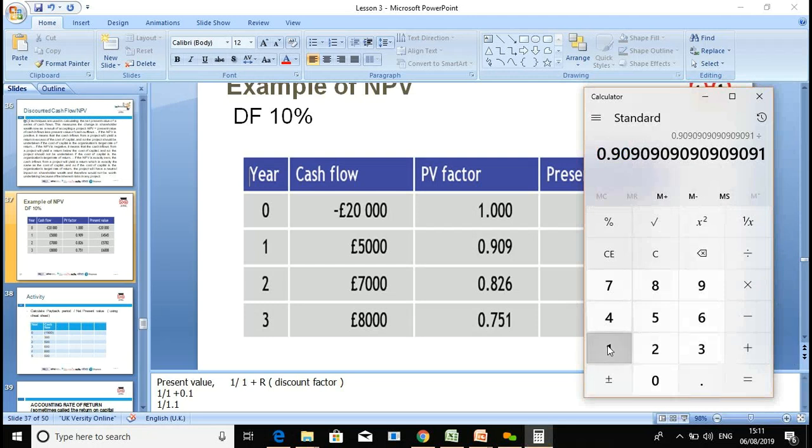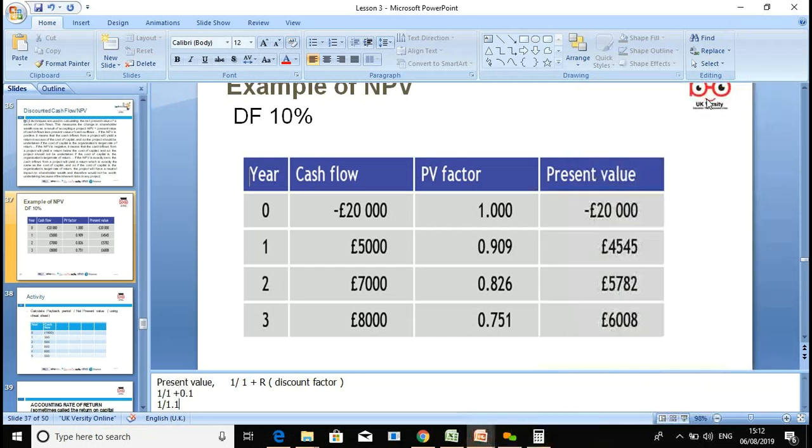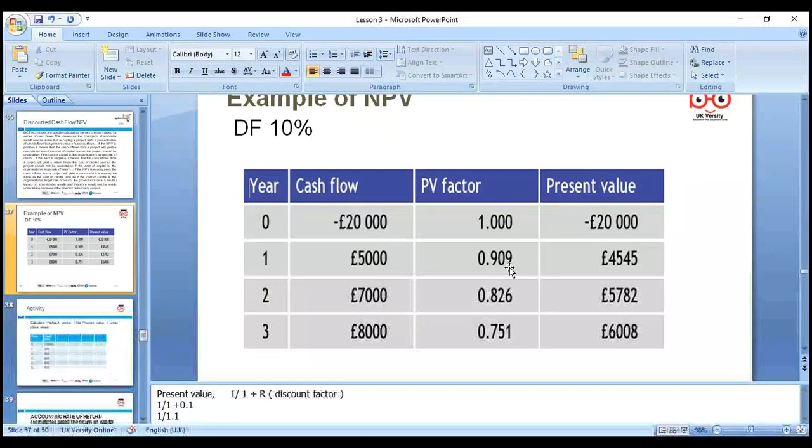After 2 years, whatever answer comes, you carry on dividing by 1.1. So after 2 years, £1 value will be 0.826. It means around 82 pence. In the third year, whatever your answer, carry on dividing. At the end of 3 years, 0.751. So you can carry on doing it this way and we can calculate.